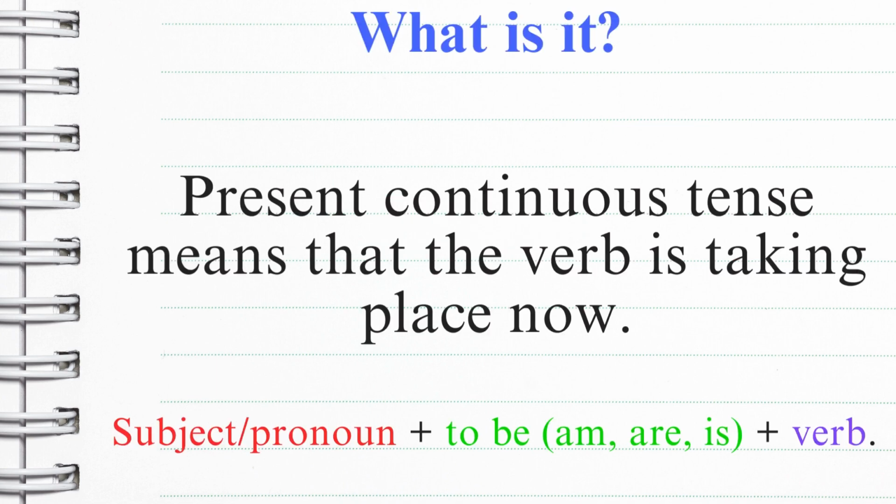And in summary, the present continuous tense means that the verb is taking place now. It's happening right now. And those sentences include a subject or pronoun with a to be, which is the am, are, is, and a verb.